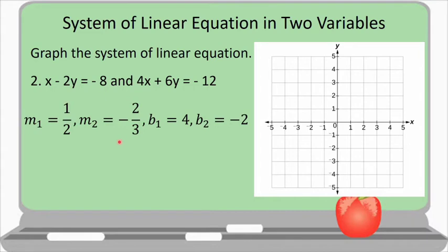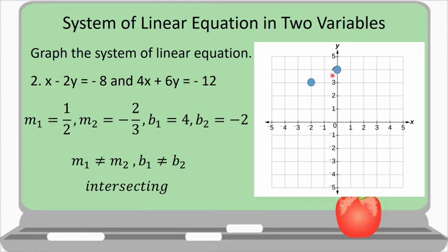So the relationship of the slopes and the y-intercepts is that m sub 1 is not equal to m sub 2 and b sub 1 is not equal to b sub 2. Therefore, the graph must be intersecting. Now let us graph x minus 2y equals negative 8. Since the y-intercept of the first equation is 4, it will pass through this point. Since the slope is 1/2, we have 1 for the rise and 2 for the run, so we can locate this point here.